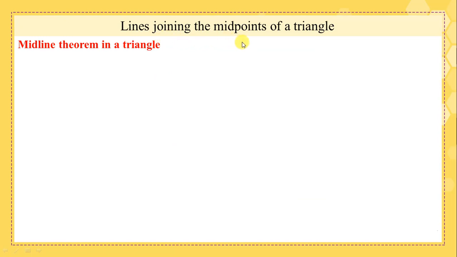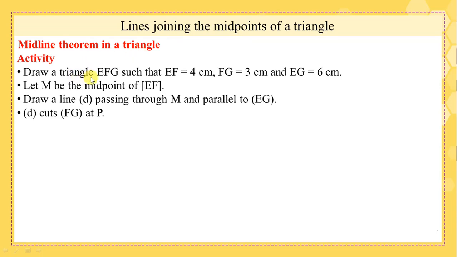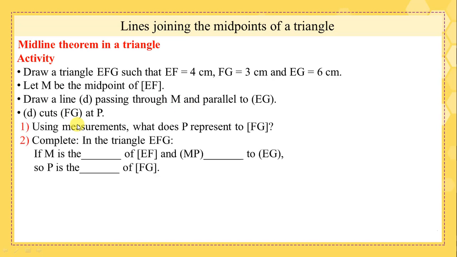Lines joining the midpoints of a triangle. Midline theorem in a triangle. Activity: draw a triangle EFG such that EF equals 4 cm, FG equals 3 cm, and EG equals 6 cm. Let M be the midpoint of EF. Draw a line D passing through M and parallel to EG. D cuts FG at P.